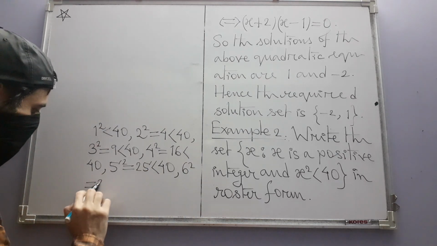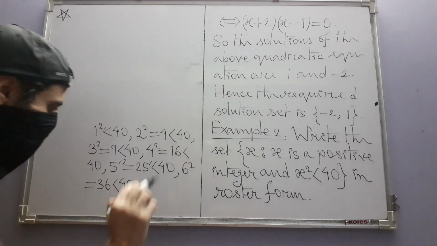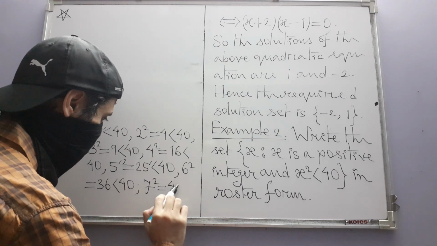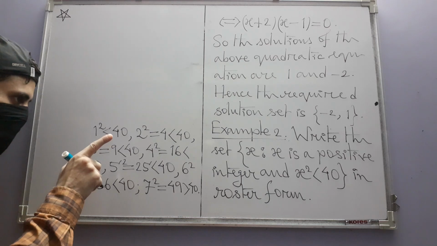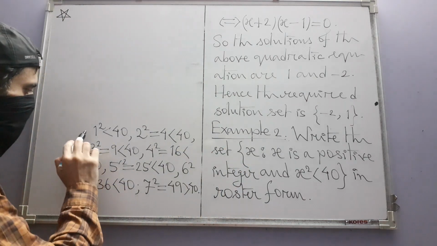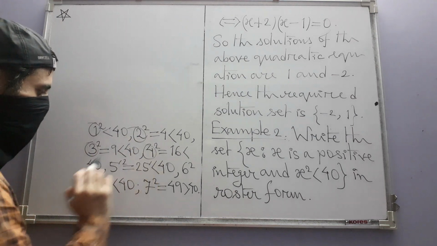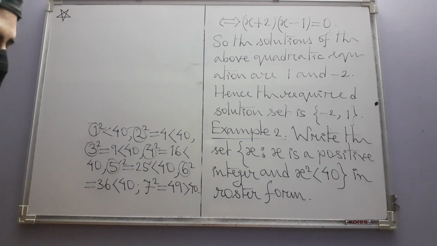6 square is 36, still less than 40, but I think we have reached the limit, because the next square is not less than 40, it's greater than 40. So the x's that we can have in this set are 1, 2, 3, 4, 5 and 6. That's it. These are the elements.